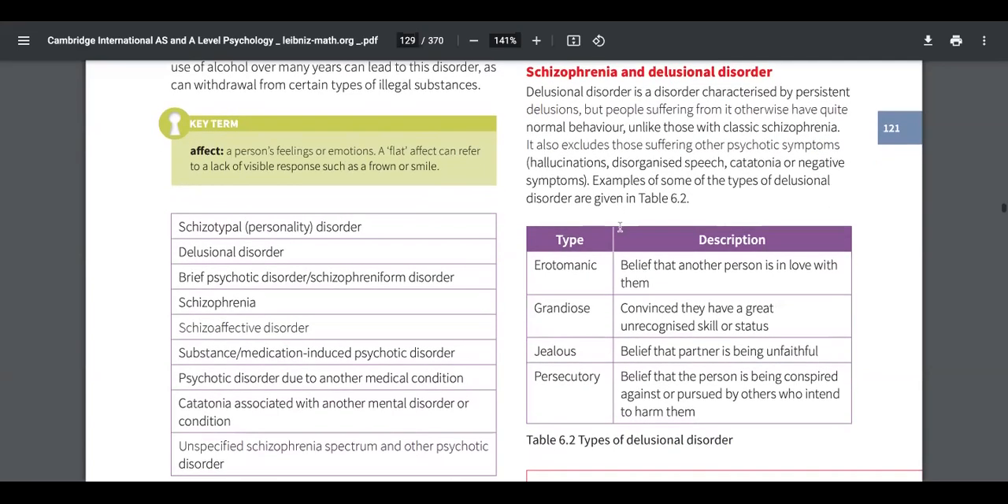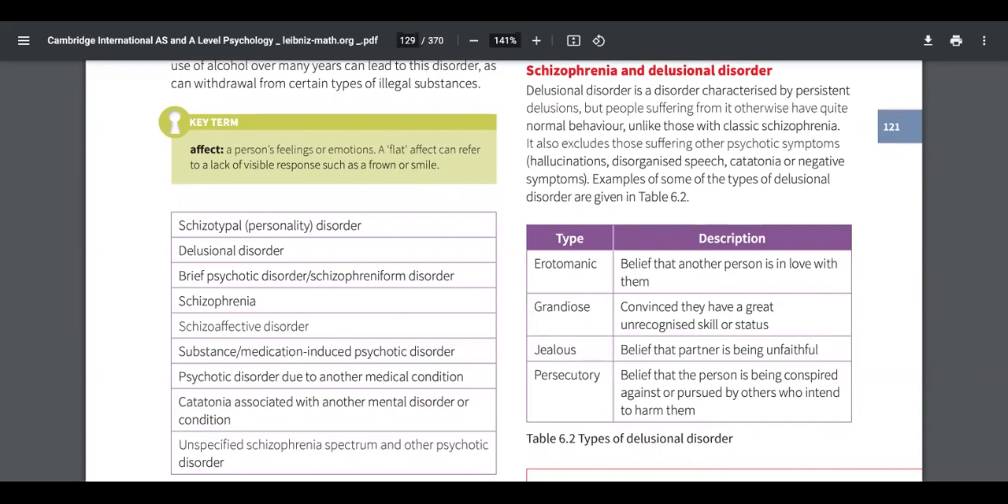Yeah. Okay. So it also excludes those suffering from other psychotic symptoms: hallucinations, disorganized speech, catatonia, or negative symptoms. So this is not a part of delusional disorder. This is basically a part of schizophrenia only.